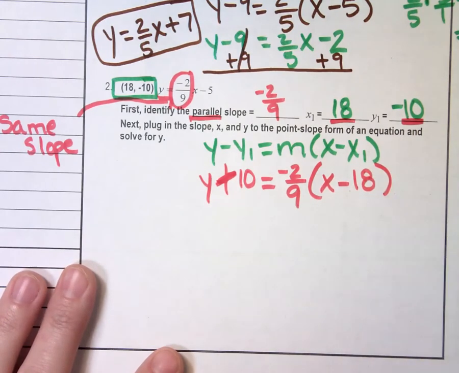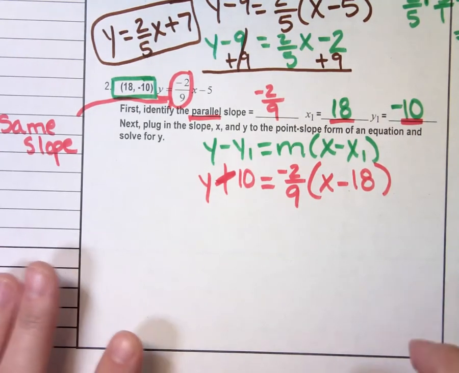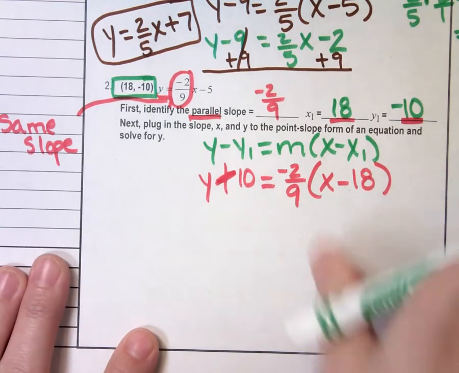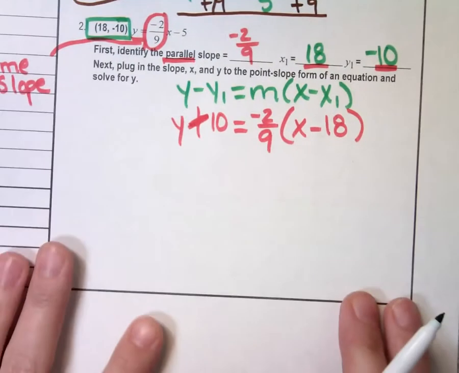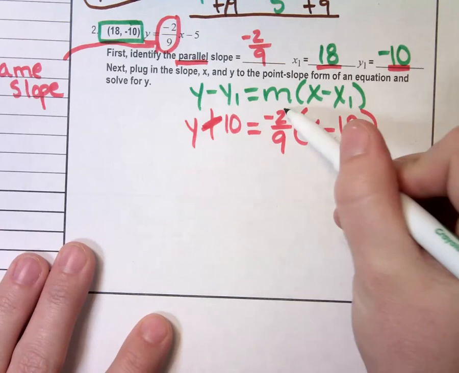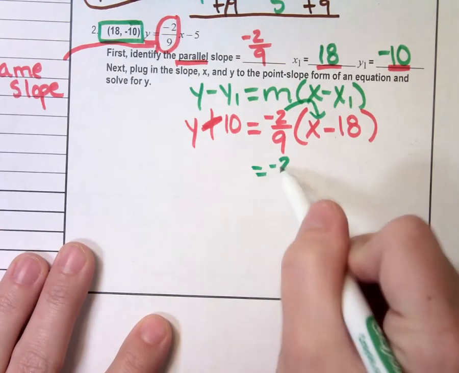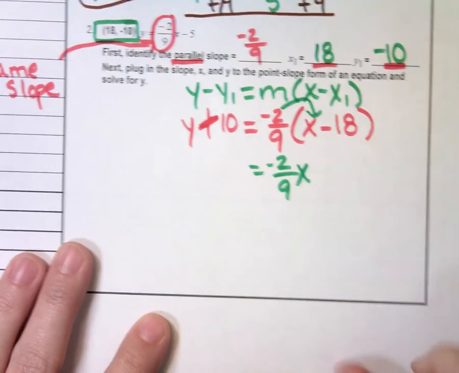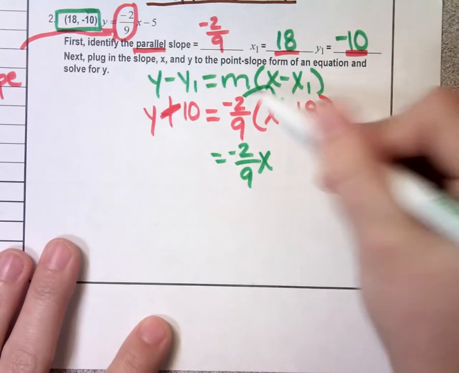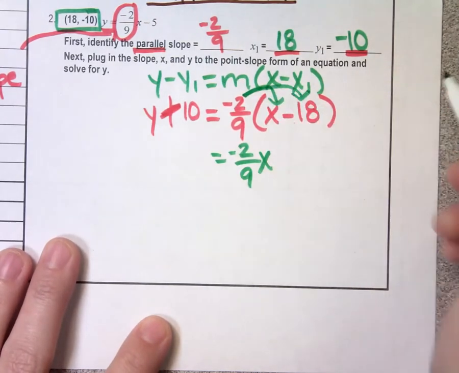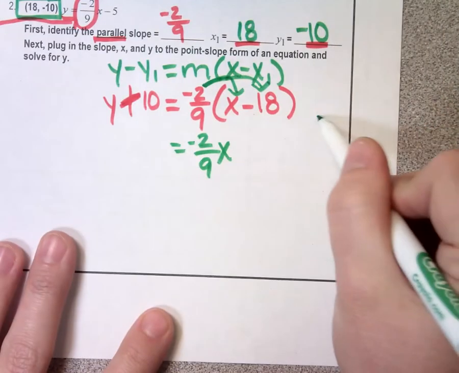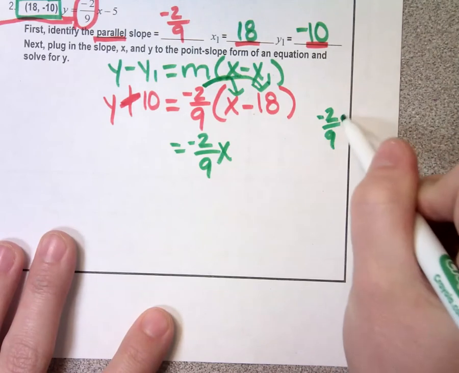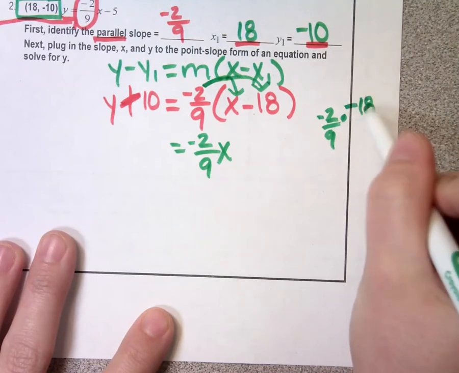Okay, because I want this in slope-intercept, I have to keep on going. So next thing I need to do is distribute. Negative 2/9 times x makes negative 2/9 x. Then I need to take negative 2 over 9 times a negative 18. So let me just do that over here. Negative 2 over 9 times a negative 18.